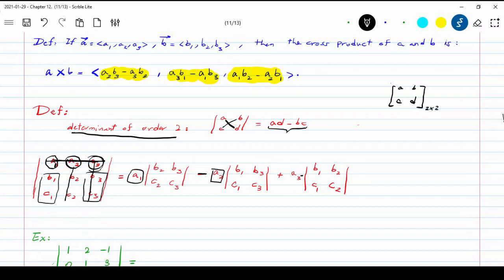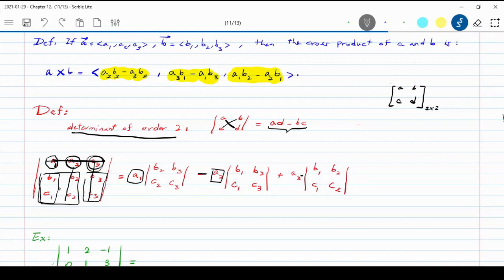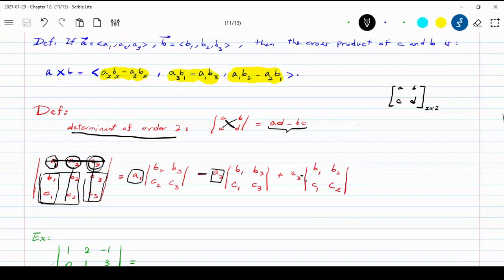Whatever number you pick, if you pick row 1, third column, you remove the first row and third column. So the submatrix leftover would be B1, C1, B2, C2. Now you can calculate this submatrix determinant. It would be B2 times C3 minus B3 times C2. That multiplied by A1, and so on and so forth. So the determinant of a 3 by 3 is basically an extension of the determinant of a 2 by 2 matrix.